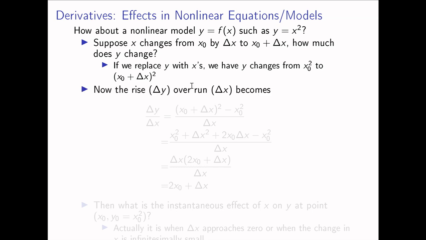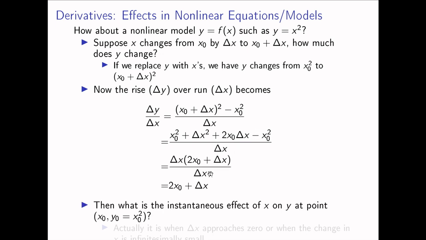Now we call this the rise over run. That is the amount of change in y, delta y, over the amount of change in x, sometimes called the run, a very high school term. The ratio becomes, we're just plugging in all the numbers here. In the numerator, that's the difference between two y's, and in the denominator, that's just delta x. So we carry through all the computation. What we get is 2x0 plus delta x, a lot of cancellation.